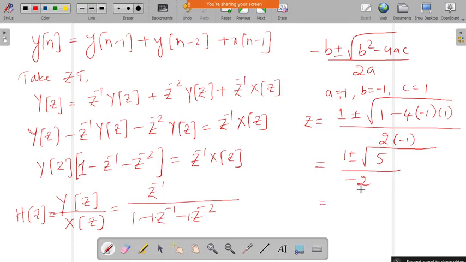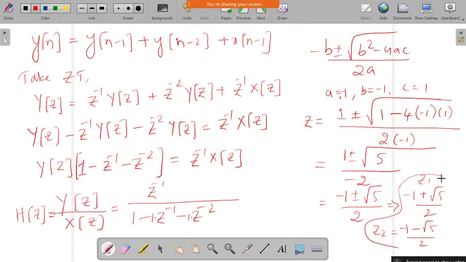Okay, so now I can put that value. So I can take this minus 1 outside: minus 1 plus or minus root 5 divided by 2. Now take the value minus 1 plus root 5 by 2. This is one root. Let us take z1, and z2 is minus 1 minus root 5 divided by 2. So now I can find what the roots are for z1 and z2. What are the values? Minus 1 plus root 5 by 2 and minus 1 minus root 5 by 2. You can find the value.